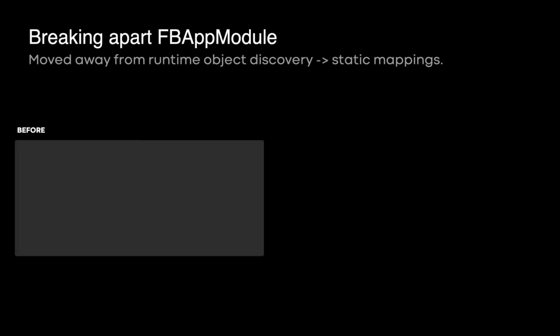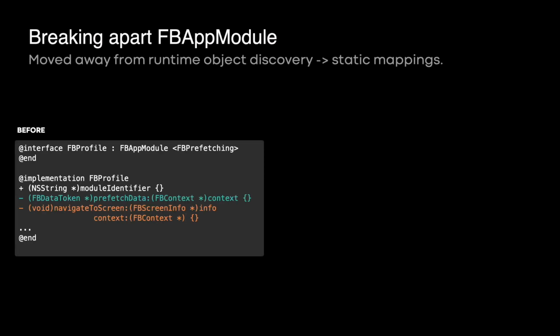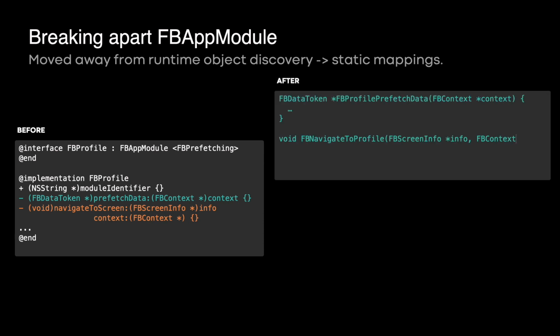Eventually we started to realize, the app modules just had no state because there was no initializer. It was just a grab bag of functions. So we moved away from making them objects and we started making them just plain old functions, like a bag of C functions. On the right, that's how we would replace it.